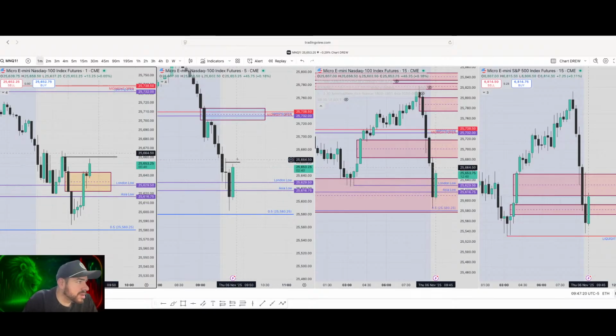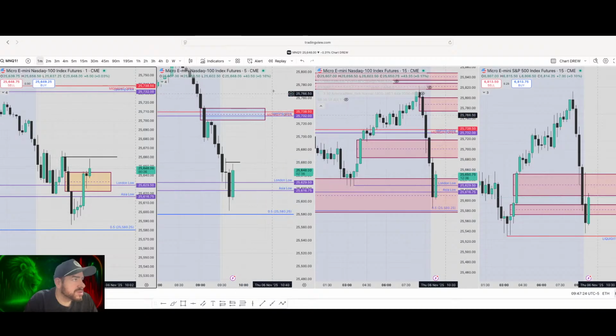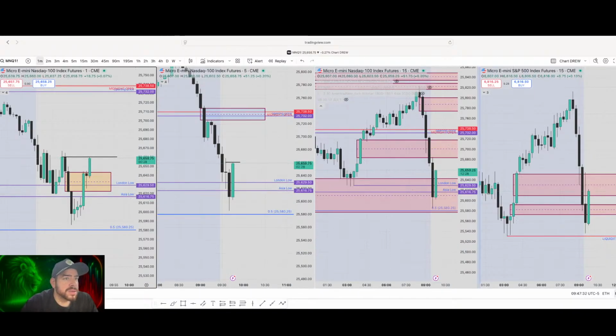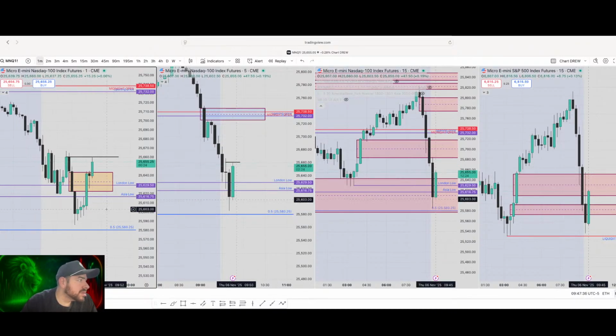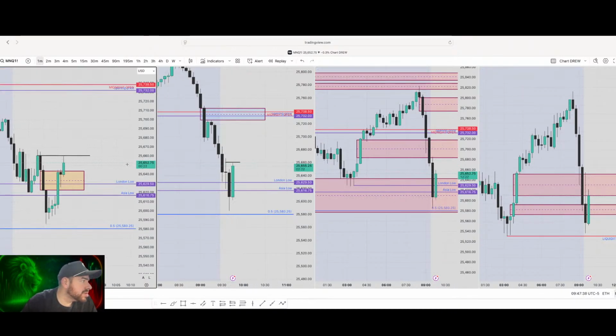If we come up right here, make a fair value gap, and we come back into it, and then we keep going up, that's a possibility. But I really want to see shorts. But we could go up, because we do have SMT at the bottom here. So it wouldn't be a terrible idea.